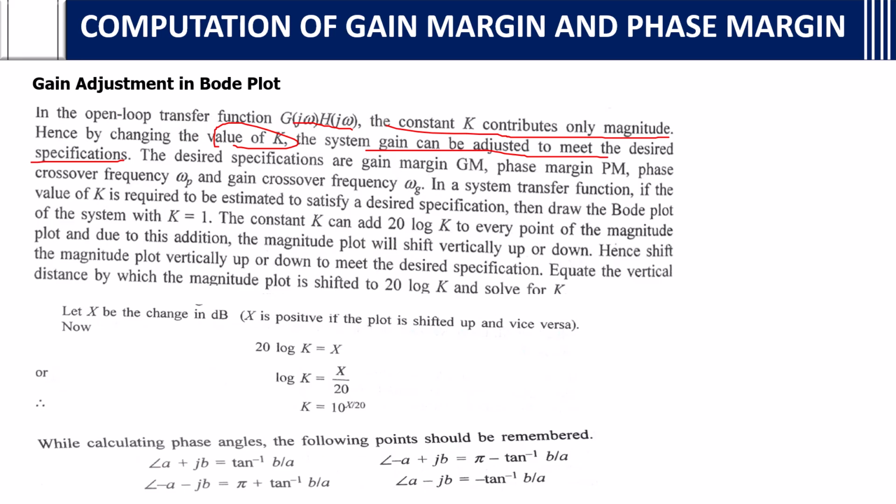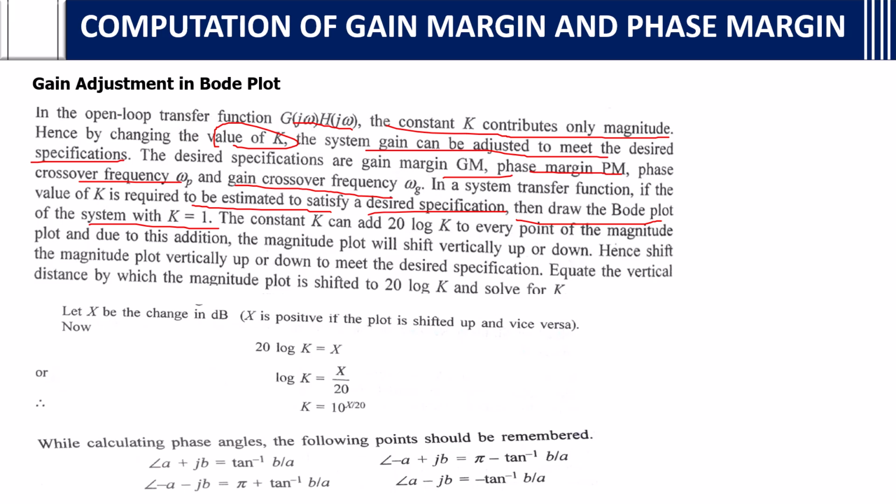The desired specifications are gain margin GM, phase margin PM, and the phase crossover frequency and gain crossover frequency. These are the design specifications you can change. In a system transfer function, if the value of K is required to be estimated to satisfy a desired specification, then draw the Bode plot of the system by assuming K equals 1.